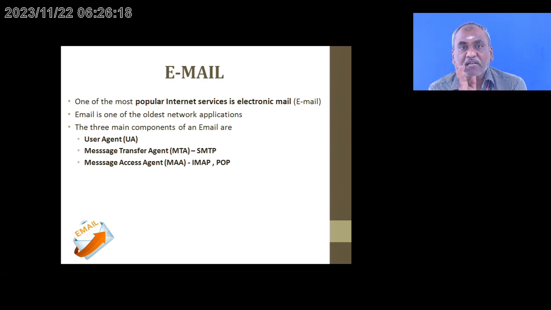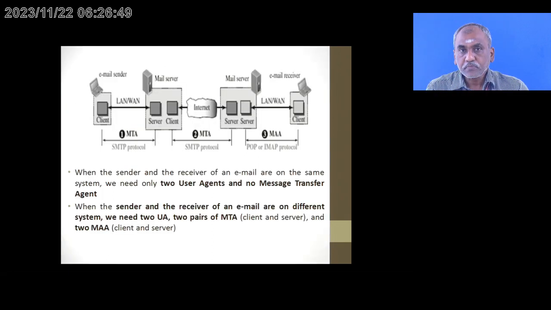The three main components of email are: the first is the user agent, UA; the second is the message transfer agent, MTA, which uses the Simple Mail Transfer Protocol; and the third important component is the MAA, the message access agent, which uses the Internet Message Access Protocol, IMAP, and POP, the Post Office Protocol. Those three things are the main important components of an email, right?